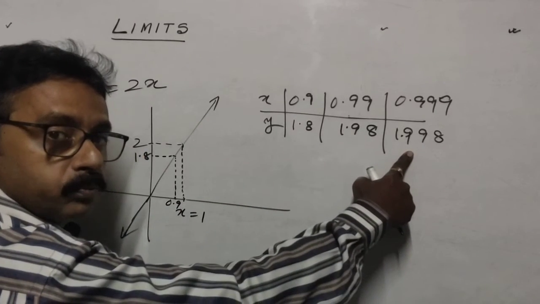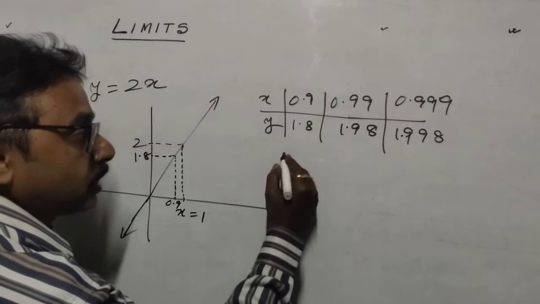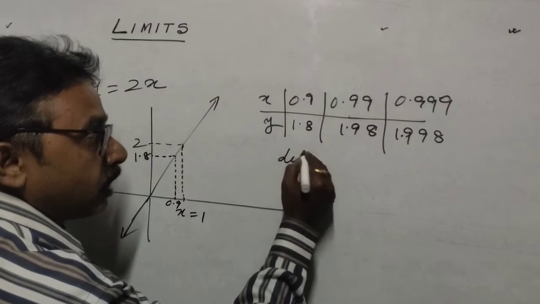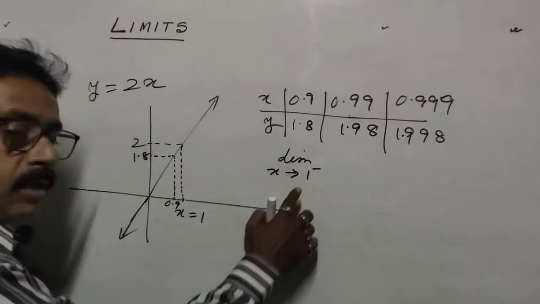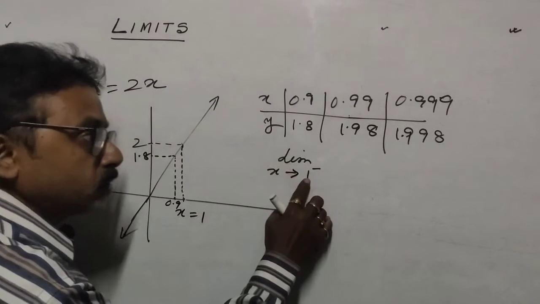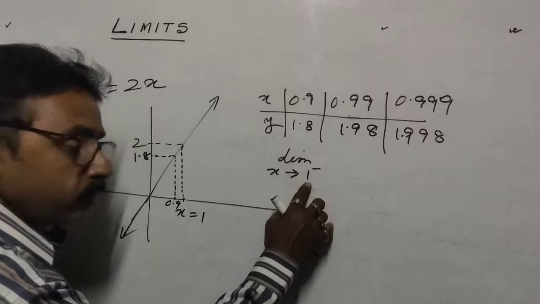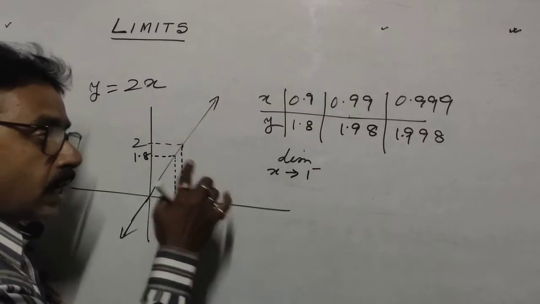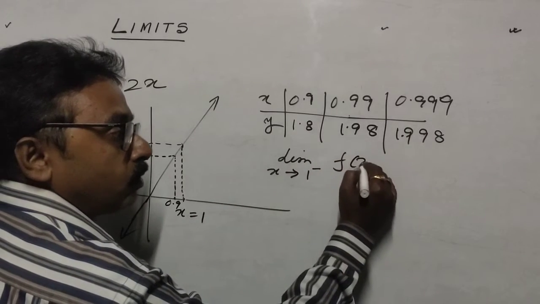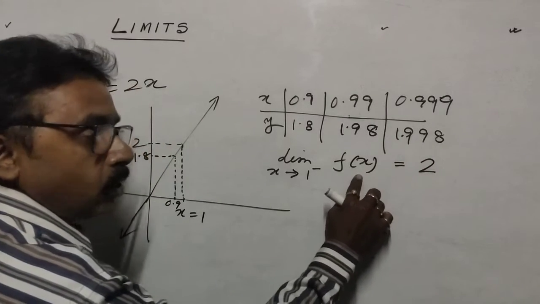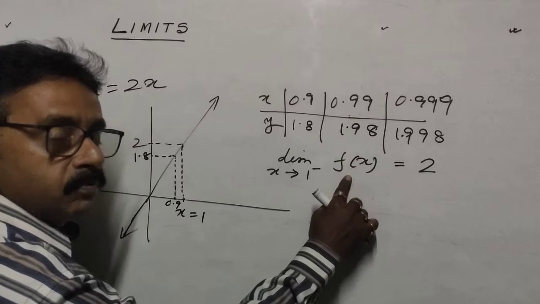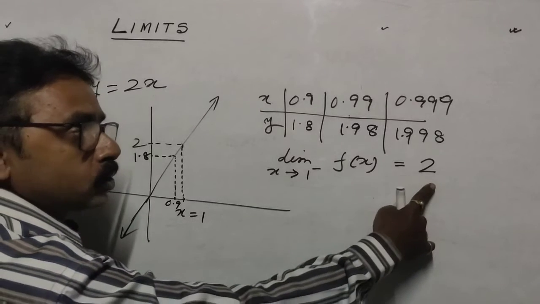So this we can write in this way: limit x tends to 1 minus. Why have I taken 1 minus? This is because x is moving towards 1 from the left hand side. Now the functional value f(x) moves towards the point 2, and that is called the left hand limiting value of the function f(x), which is 2.